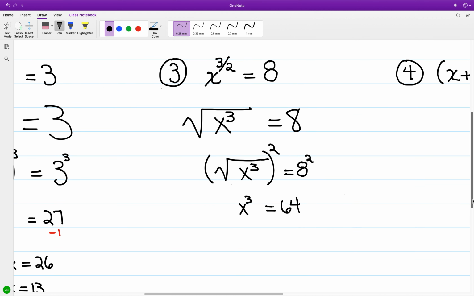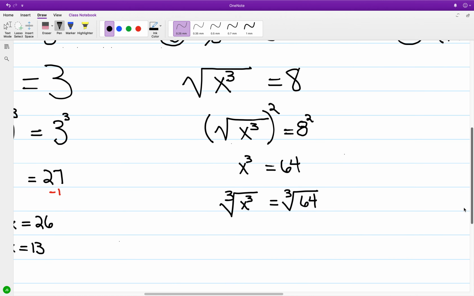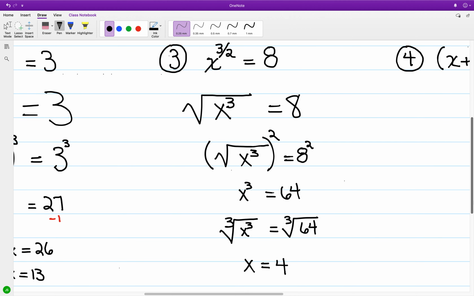And now, to get rid of the cube for x cubed to express in terms of x, I'm going to take the cubic root of both sides. And so for the cubic root of x to the third, the exponent is eliminated by the index number of the radical. So we have x, and with the cubic root of 64, that is going to go to 4. So we have that 4 to the 3 halves is equal to 8.